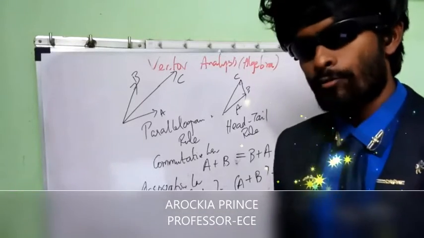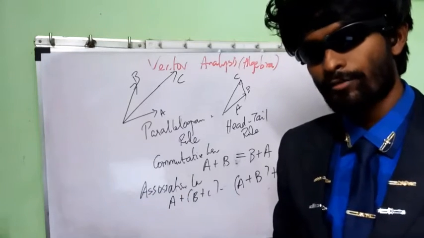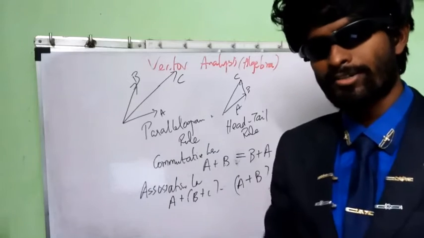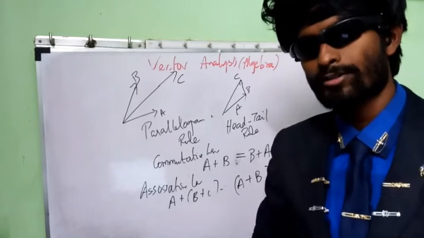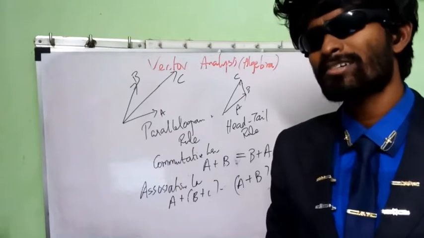Session. We've seen about the two laws for addition, that means commutative as well as associative laws, right? Very simple. And now after the addition, we have to go for the product. That means it's going to be multiplication.